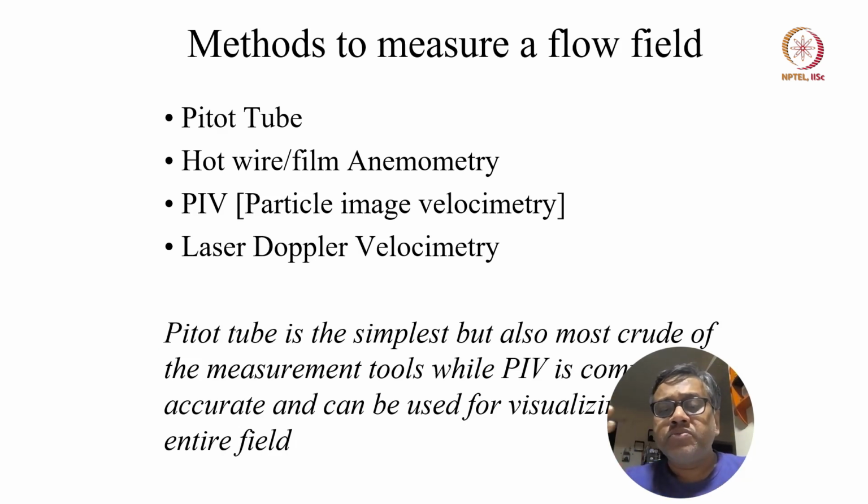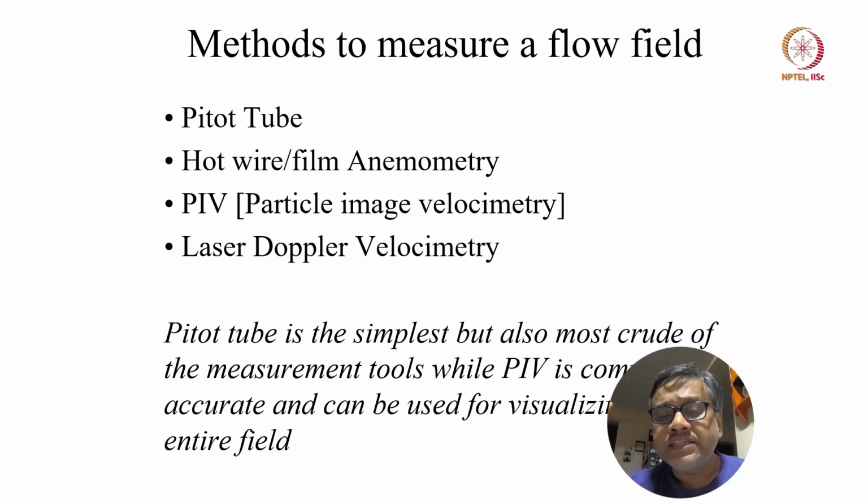Of course, in this list we have 4 measurement techniques: the pitot tube, the hot wire anemometry, the particle image velocimetry, and the laser Doppler velocimetry. The laser Doppler velocimetry you already covered in detail. Particle image velocimetry is what we are going to do next. Here we are going to cover the pitot tube and the hot wire anemometry. The pitot tube, as we know, is the simplest, but it is also the crudest of all the measurements. And PIV is accurate because it is a full field measurement.